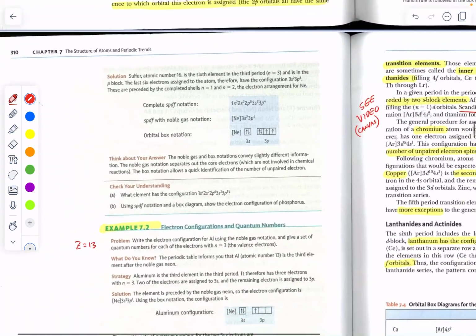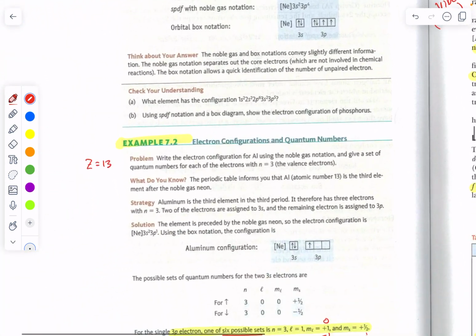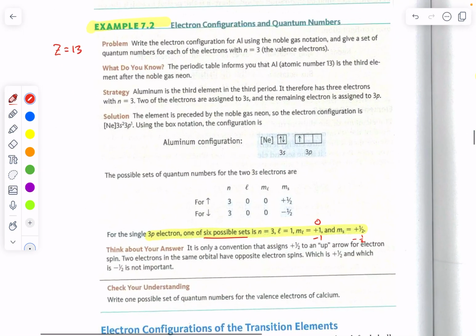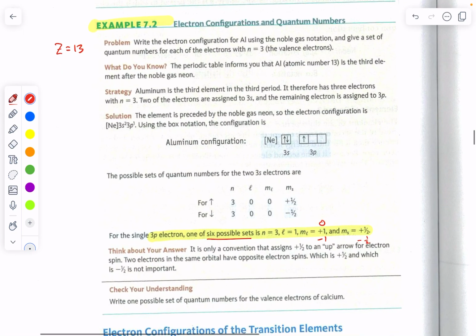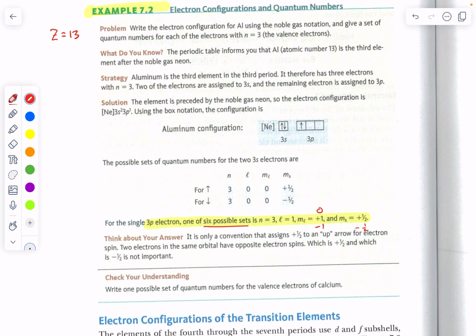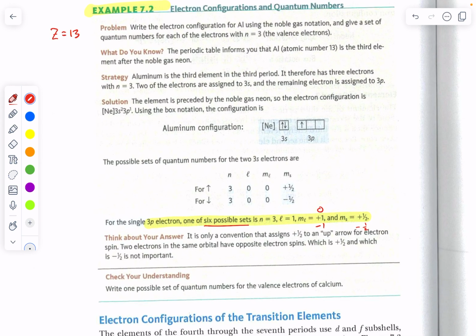So this is a good time for you to practice. We will take a look at example 7.2, electron configuration and quantum numbers. Let's tie this together and let's look at aluminum. And so when we think of aluminum, it is element number 13. So there's going to be 13 electrons that have to be distributed.